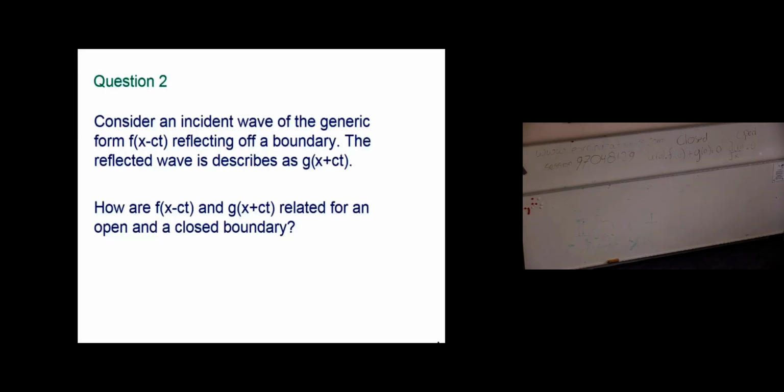If you have no questions on that, I do have a question on that. I can take this out now. So here's a question. Remember, I said if we say f(x minus ct) is an incident wave, and it reflects off a boundary to create a reflected wave, g, which travels in the opposite direction, so it's a function of x plus ct somehow. How are those two related mathematically for an open and closed boundary? So you've got to choose one for open and one for closed. And there's 3 options for each.